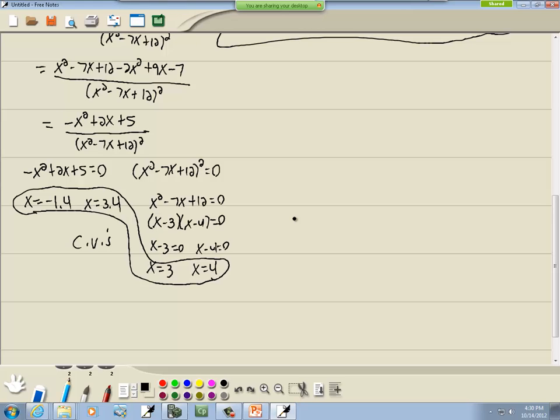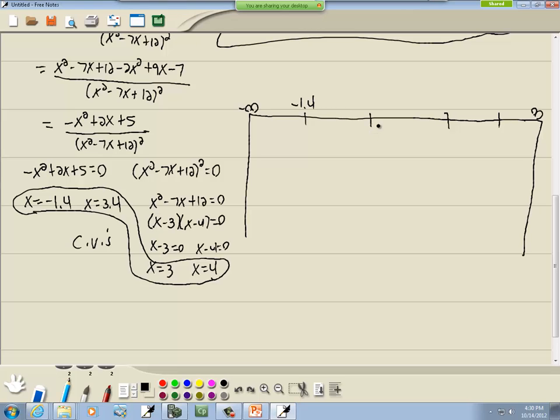Okay, so let me come over here and clear over here is negative infinity. And clear over here is going to be positive infinity. And 1, 2, 3, 4. There we go. See, our smallest one is negative 1.4. So negative 1.4, and the next one is 3. Then 3.4. And then 4. And again, we split these up into intervals.